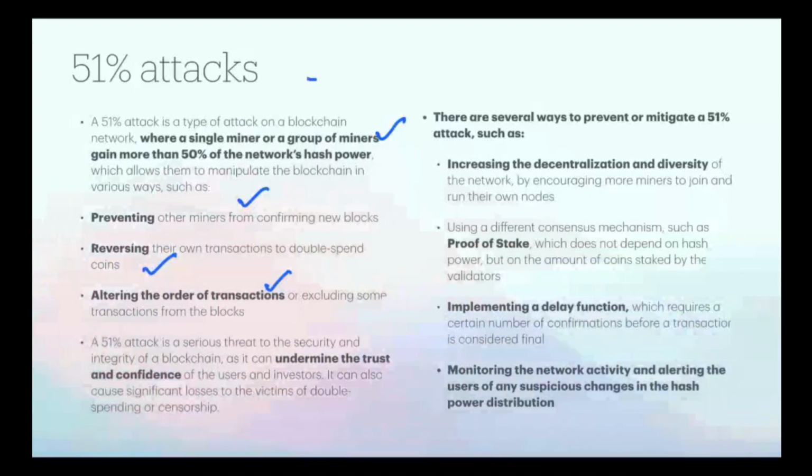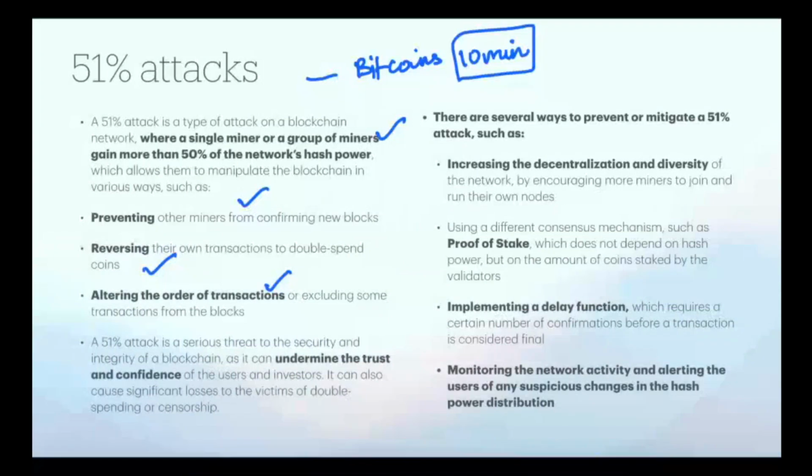Now when you see Bitcoin, the transaction takes a minimum of 10 minutes to complete one Bitcoin transaction. Now, altering the order of transactions: if a 51% attack is there before the transaction is committed, there could be a chance that the transaction may be altered with the help of this 51% attack. So that's how the seriousness of this attack will be very severe in blockchains. So that is why the 51% attack comes.